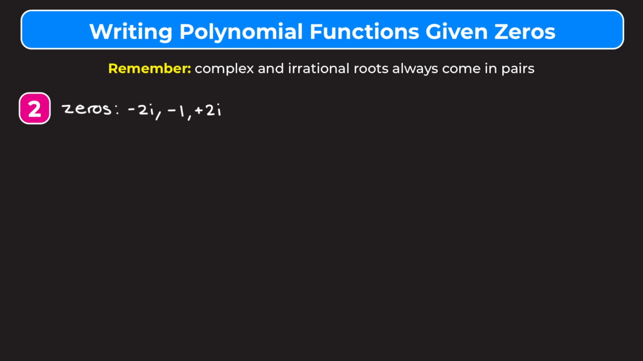So now we have our 3 zeros. So we have to write our factors first. So if a zero is negative 2i, the factor that goes with that is x plus 2i.